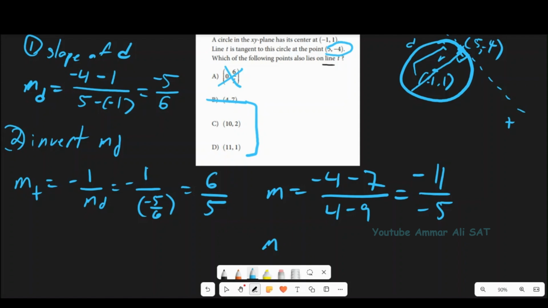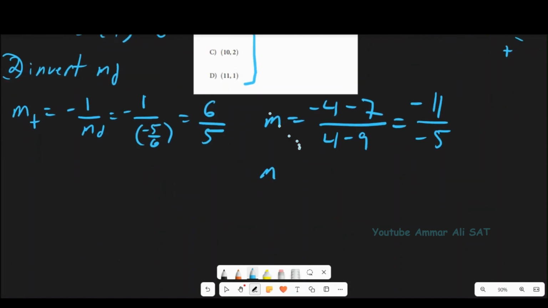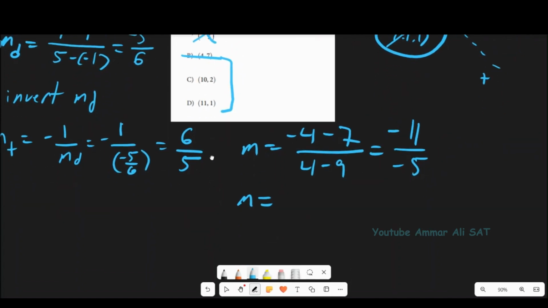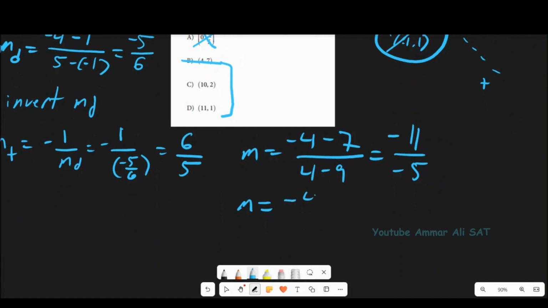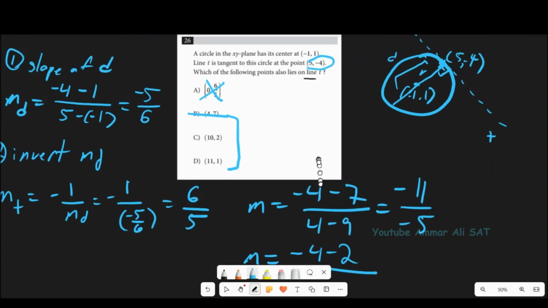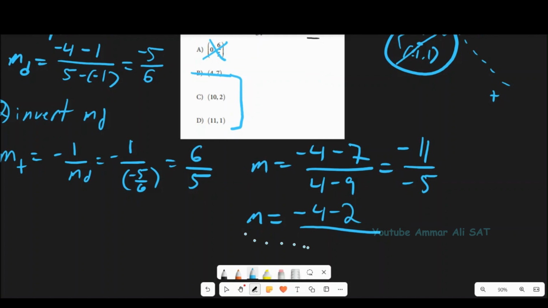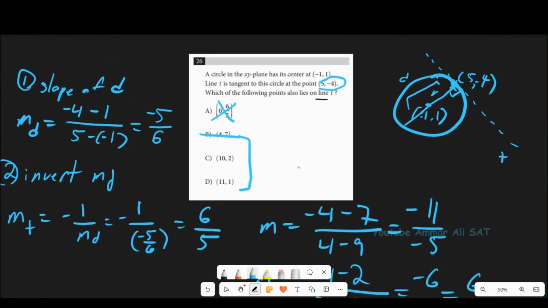Now let's try C. So M is equal to, what is M equal to? It's going to be minus 4 minus 2 over 5 minus 10. Oh, this is looking pretty promising, right? Minus 6 over minus 5, 6/5. Aha.